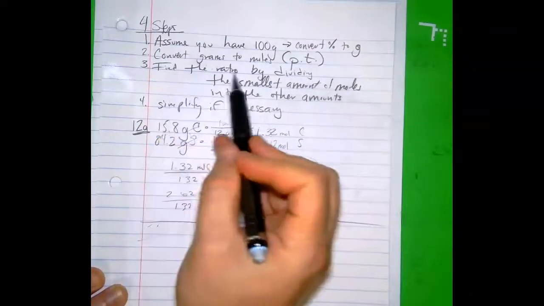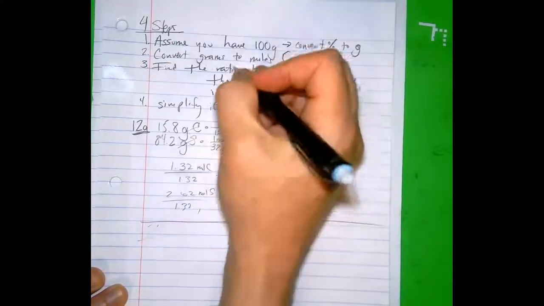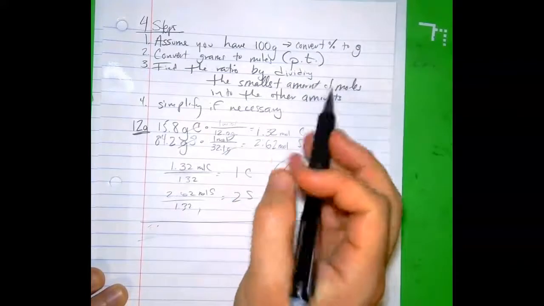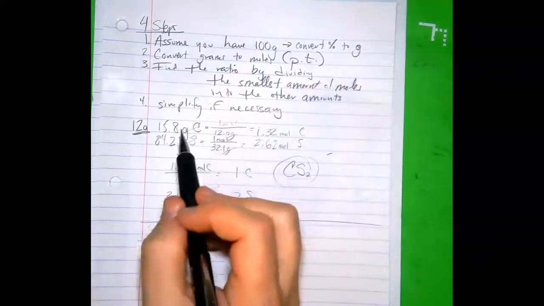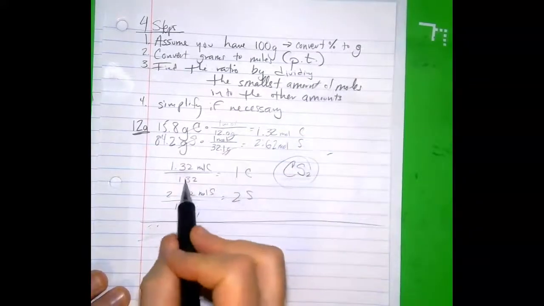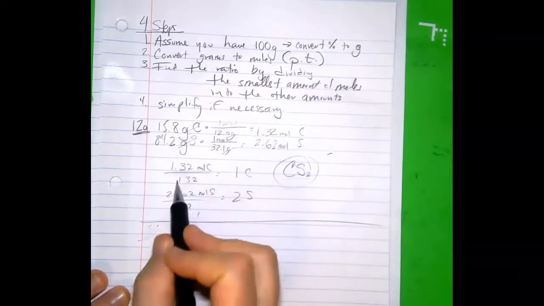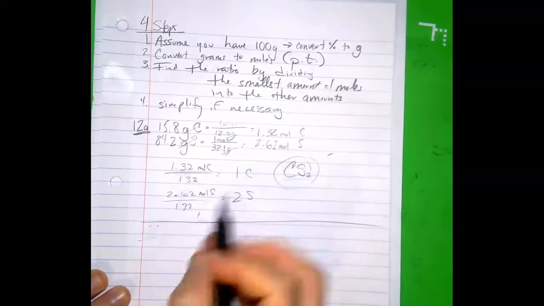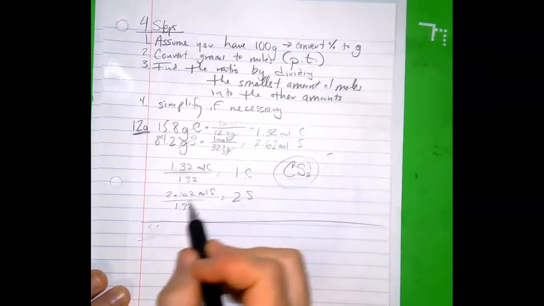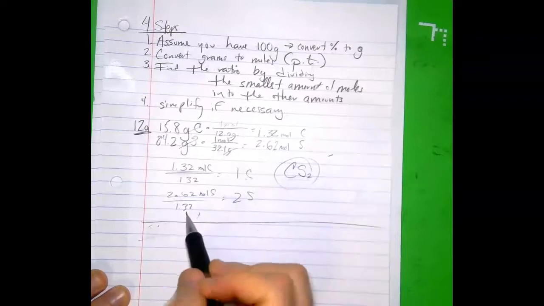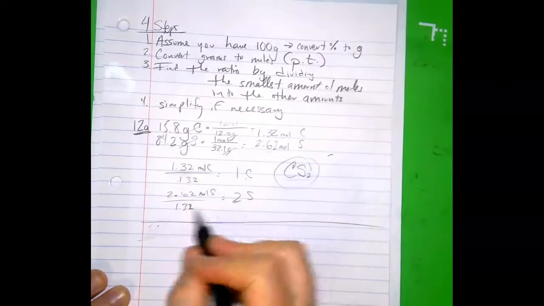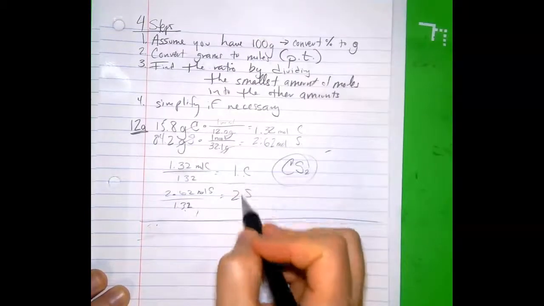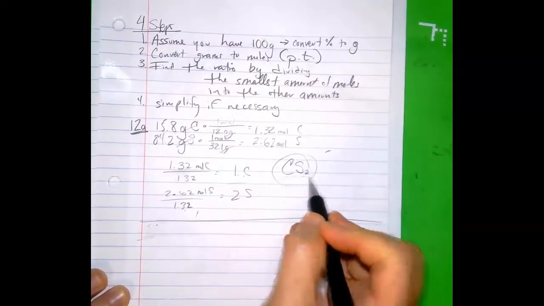The next step is to find the ratio by dividing the smallest amount of moles into the other amounts. Well, we have 2 amounts, so I'm going to divide. We have 1.32. I'm going to divide that into 1.32. I have 1 carbon for every, this is a ratio, there's 2.62 divided by 1.32, and that comes out to 2 sulfurs. So for every 1 carbon, I have 2 sulfurs. That's a 1:2 ratio, CS2.